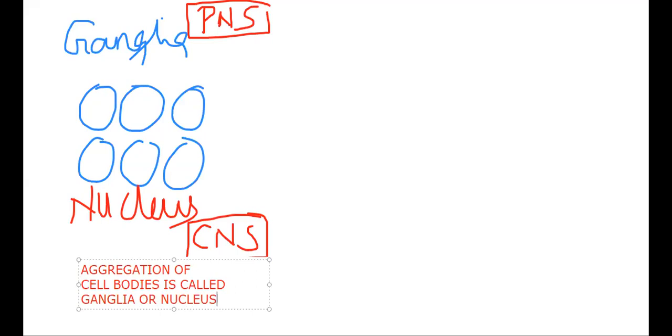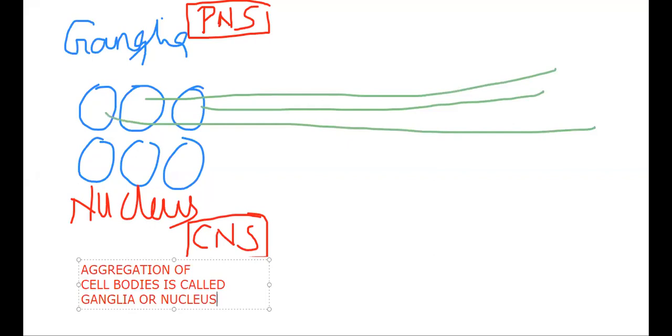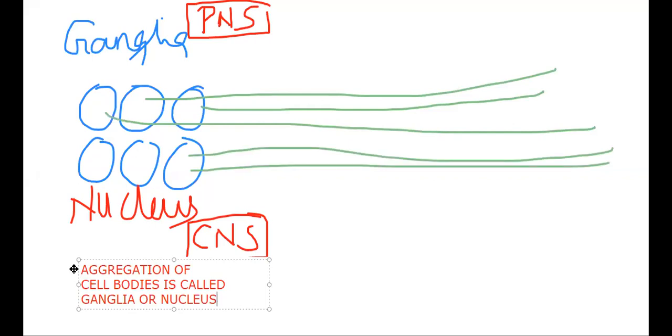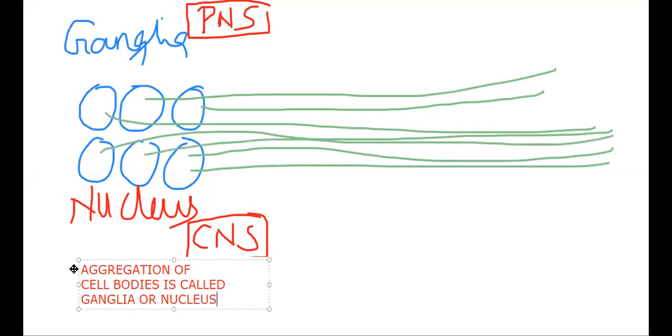Next. So definitely when we say ganglia, cyton, their axons can also be extended, isn't it? So I am drawing all those axons here for you. An aggregation of bundles of these nerve fibers. Axons have so many names. You may call it an axon, you may call it a nerve fiber.